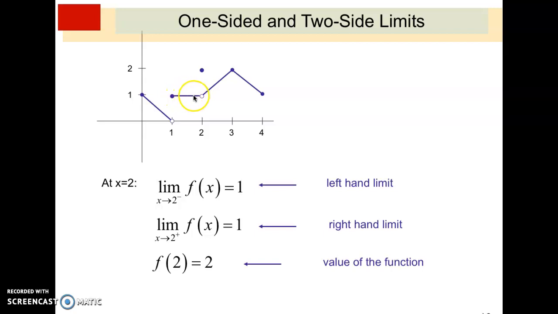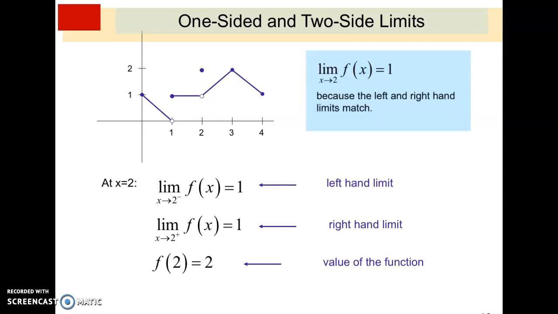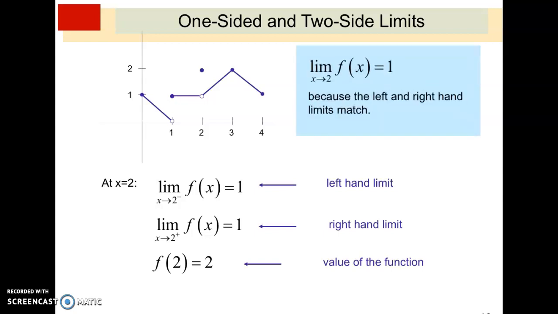So I'm targeting an output of 1 from the left. I'm targeting an output of 1 from the right. Therefore, my limits are both agreeing, and therefore my limit exists even though the value of the function does not equal the value of the limit. So here we say the limit as x approaches 2 is equal to 1.